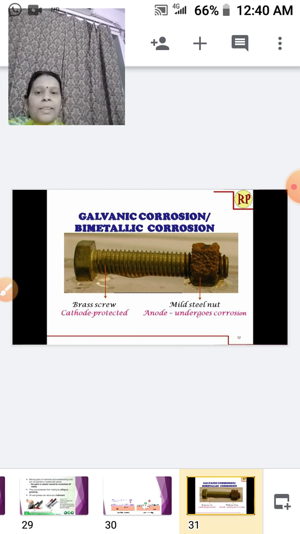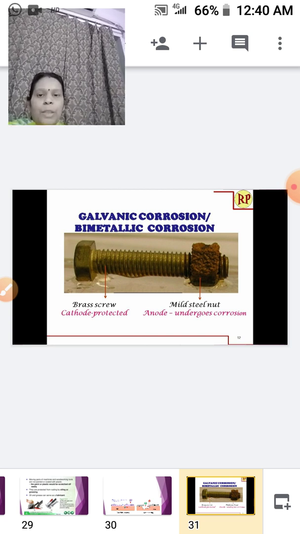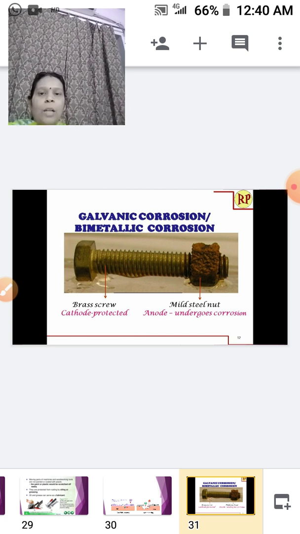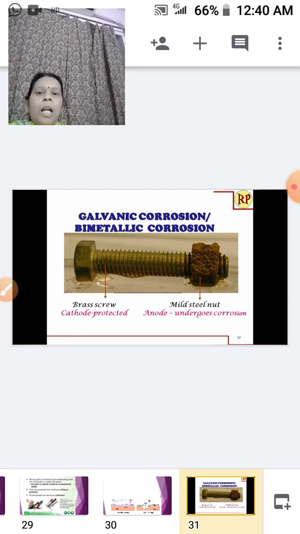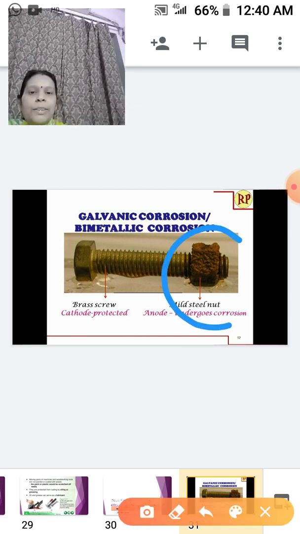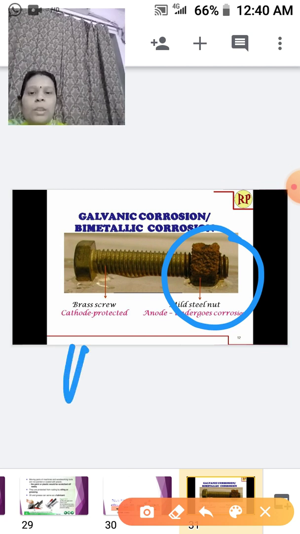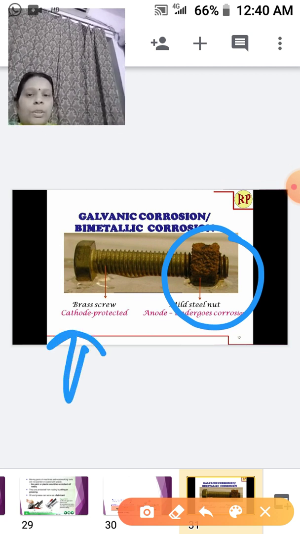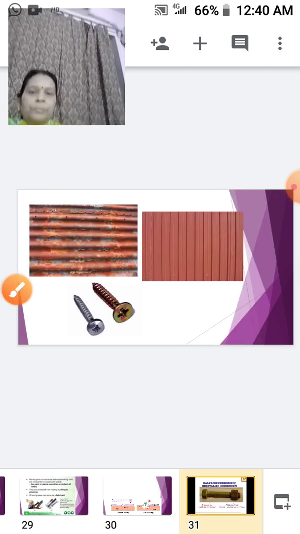Here again you can see a screw, which is a brass screw made up of brass. So here again you can see how bimetallic corrosion is taking place. So here you can just see how the process is taking place. On one side here you can see it has corroded, but on the other side it is not corroded. It is just because of the process of galvanization.